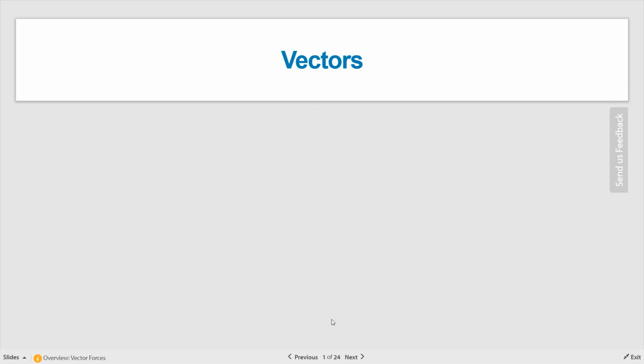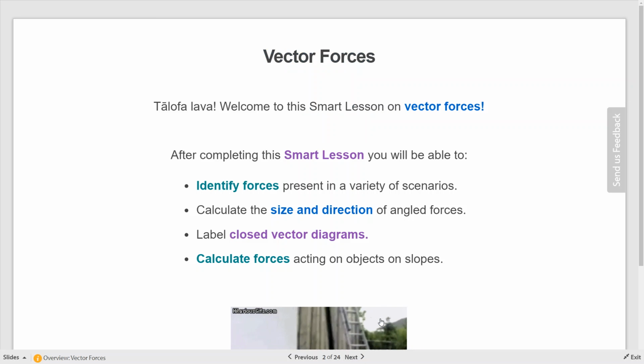Hello everybody, today we're going to be recapping and looking further at vectors. So first of all, we need to just go over a couple of the objectives here. You need to be able to identify the forces in free body diagrams and a variety of vector and forces applications. You need to be able to calculate the size and direction of those angled forces, so the resultant, based on their components in the orthogonal directions. You need to be able to label closed vector diagrams, and we'll go into detail a little bit more on that later. And we need to be able to calculate forces acting on objects and slopes using that vector analysis.